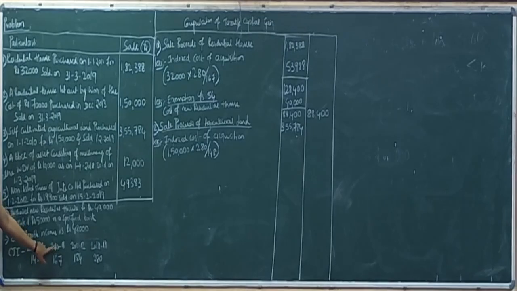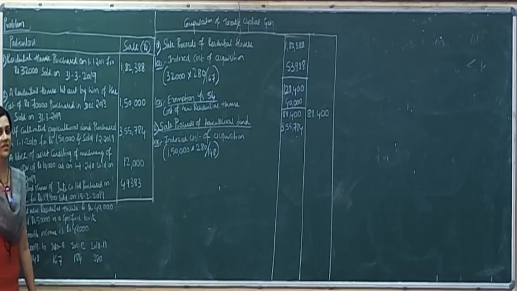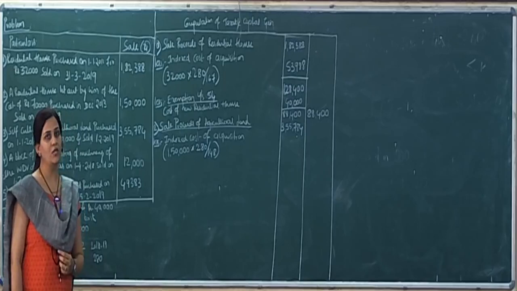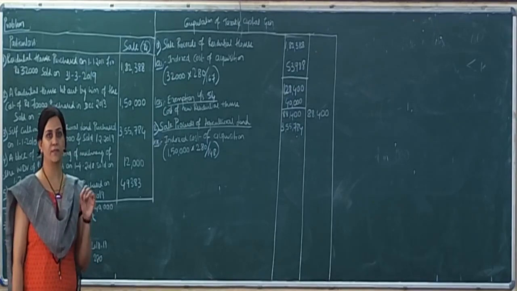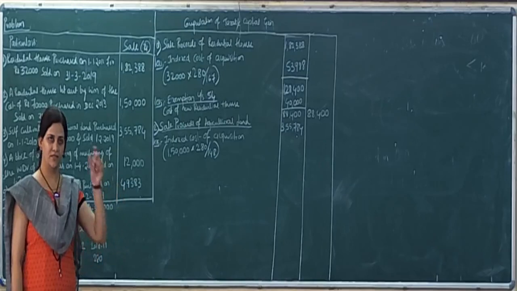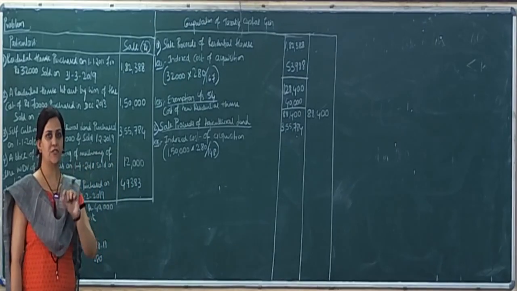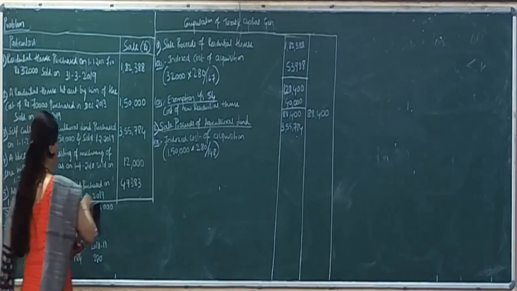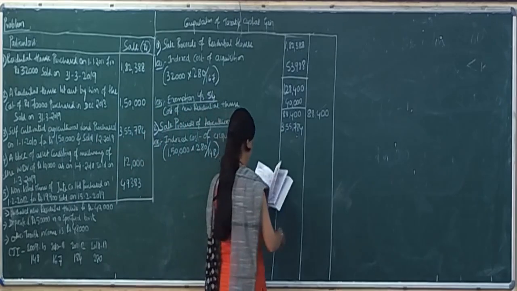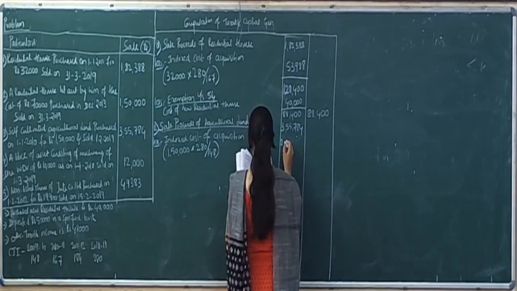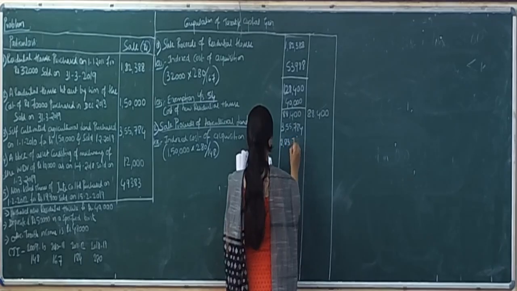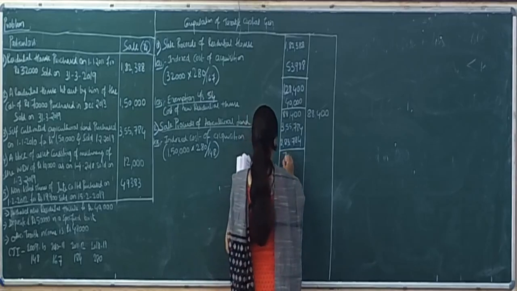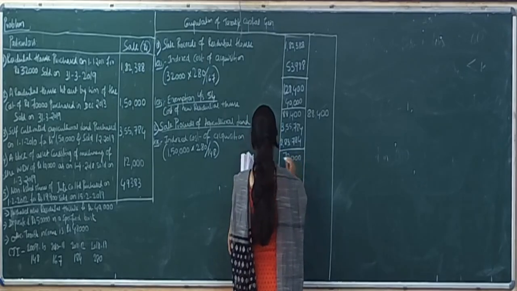And now this 2010-11 means what? This 2010 will start from 1st April. Right? So when 2010 is given, check the month when it was purchased or sold. If it is purchased before 31st March, then take year 2009 and 10. If it is purchased after 1st April, then take 2010 and 11. Okay, this minus this, we will get 72,000.